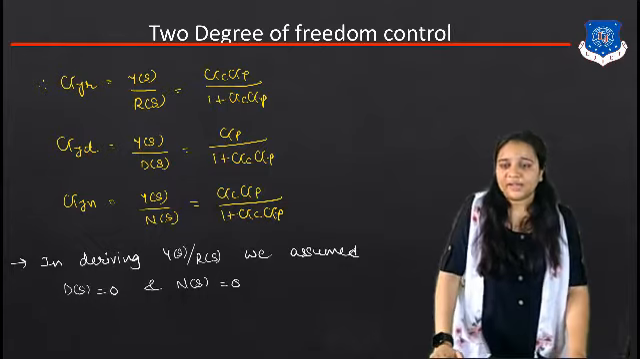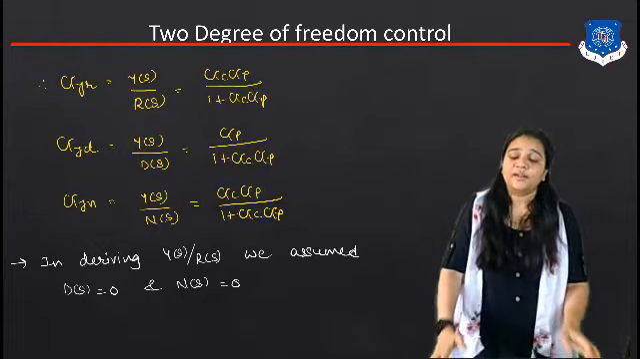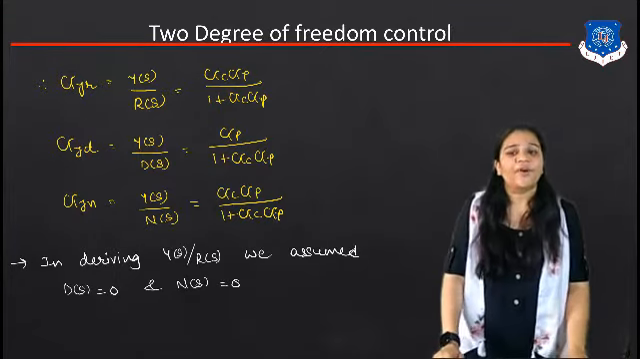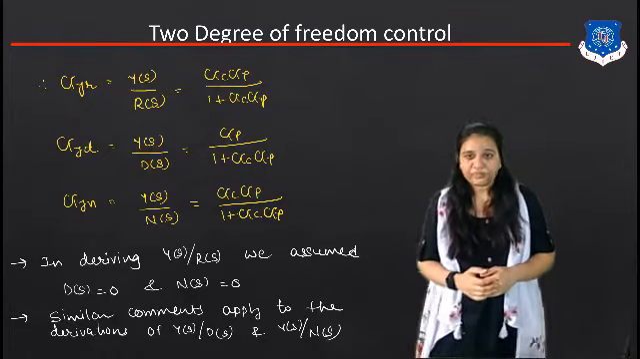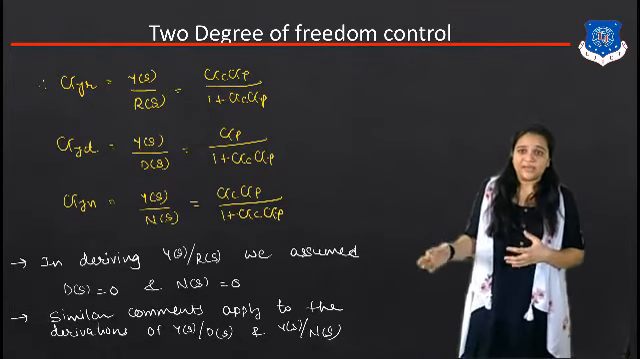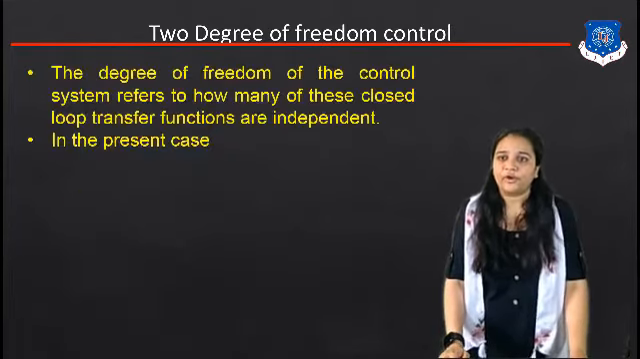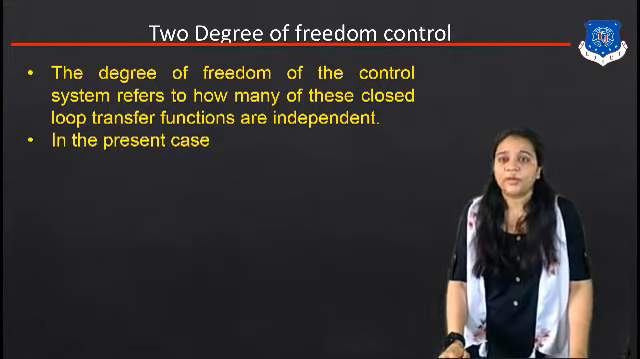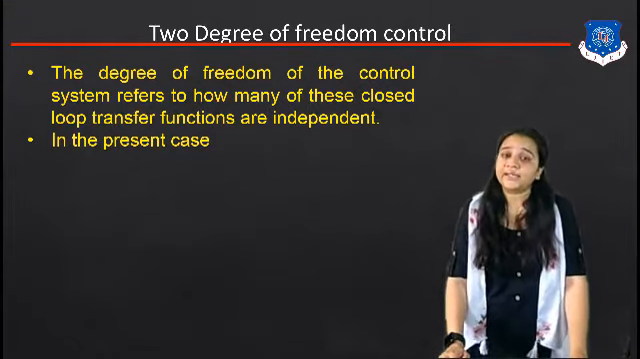In deriving Y(s)/R(s), we assume that the disturbance input is 0, and we can get zero noise for this closed loop system. Similarly, we apply the derivation for Y(s)/D(s) and Y(s)/N(s). The degree of freedom of a control system refers to how many of these closed loop transfer functions are independent.